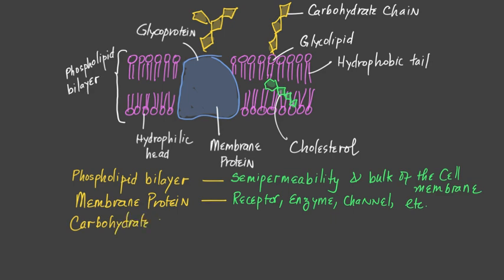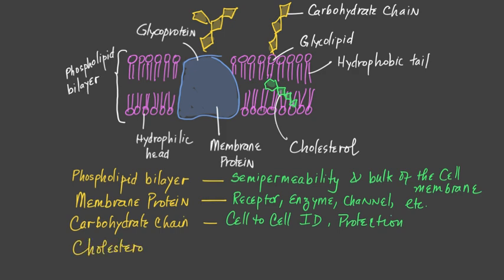Carbohydrate chains, when attached to a protein or a lipid, act as identity markers for cell-to-cell identification. And they also serve a protective function because there are so many of them on the surface of the cell membrane. Cholesterol's function is to stabilize the phospholipid bilayer when the temperature is high and the phospholipid molecules tend to move a little too much.